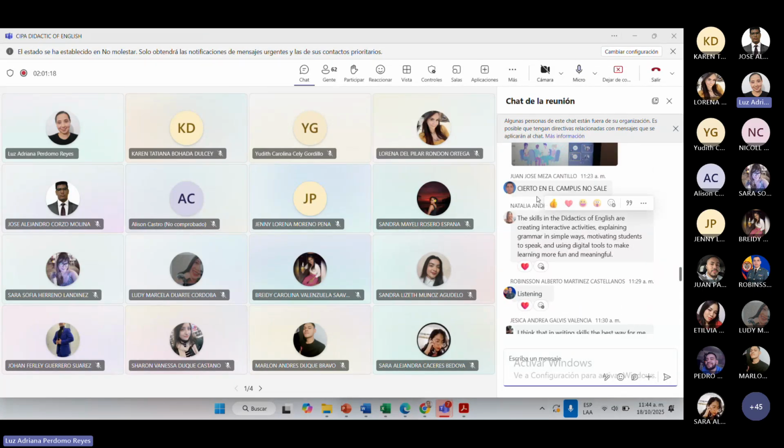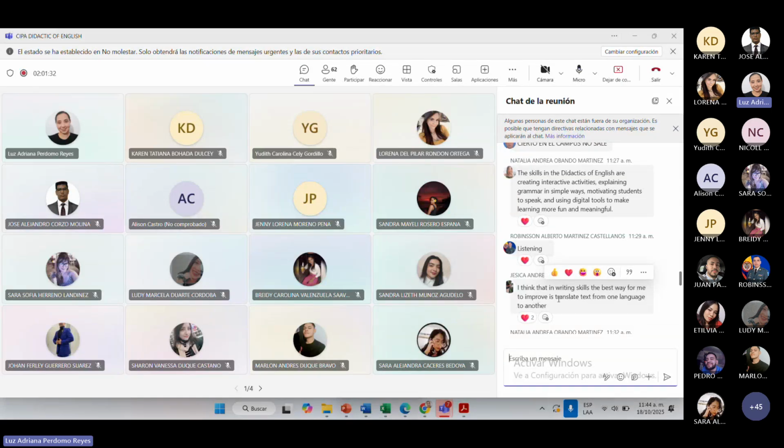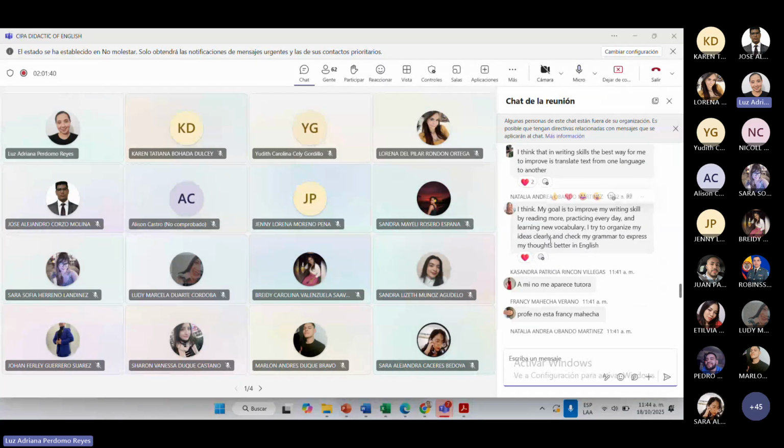The skills in didactic of English are creating interactive activities, explaining grammar in simple ways, motivating students to speak, and using digital tools to make learning more fun and meaningful. I think that in writing skills, the best way for me to improve is to translate texts from one language to another. Okay, very good.